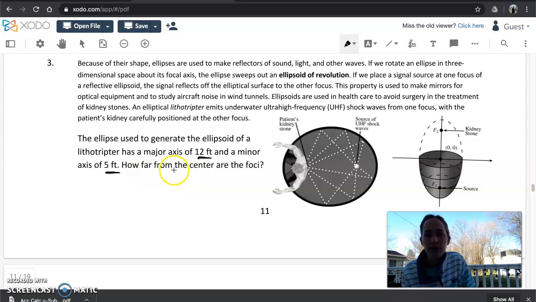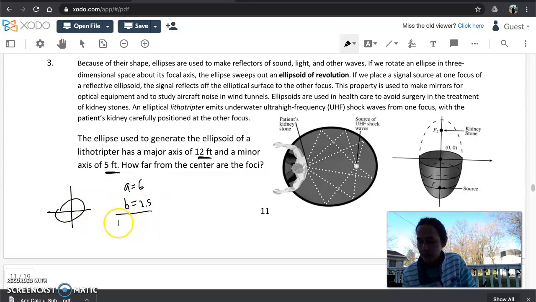It says how far from the center are the foci. This reminds me of something that has to do with A, major axis. This reminds me of something that has to do with B, and focus to center needs to be something that has to do with C. So let's say A is half the major axis, 6 feet long. B is going to be half the minor axis, so 2.5 feet long. And we'll use what we know about ellipses, right? This one's longer than it is tall. We'll say A squared equals B squared plus C squared. So 36 equals B squared, so 2.5 squared, 6.25 plus C squared. And we get C squared is 29.75.